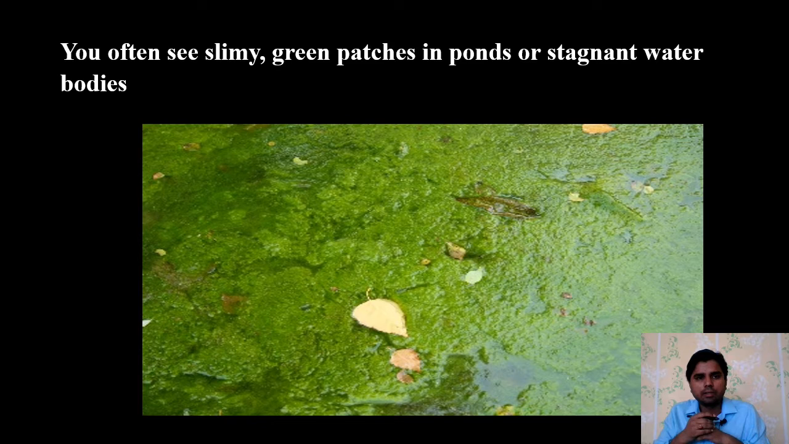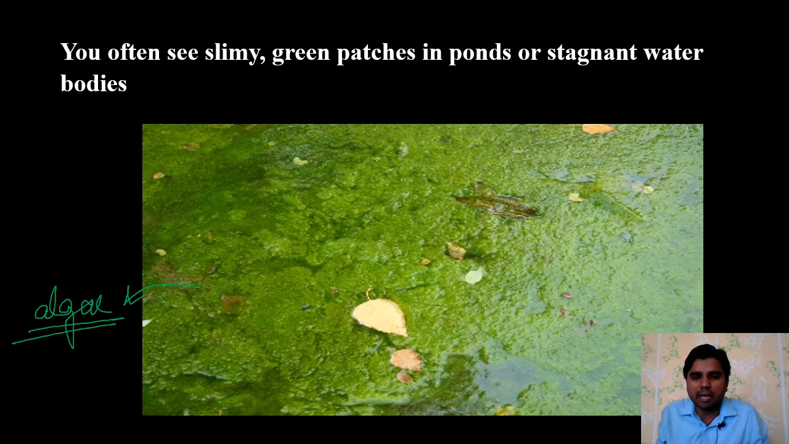So basically when we see this pond, we can observe slimy green patches in ponds or stagnant water bodies along the roadside. Such water bodies are not cleaned by people. They are natural water bodies present in our locality. So basically this is a green alga, and it is a type of lower division of plant. It is basically a plant which does not have root or stem or leaves.